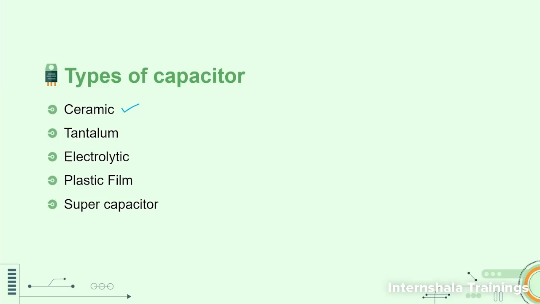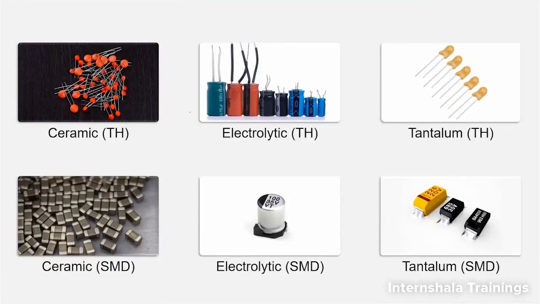And out of all these 5 capacitors, the ceramic capacitor, tantalum capacitor and electrolytic capacitor, these 3 capacitors are very widely used or very frequently used when we design the hardware. Now let me show you how exactly this ceramic capacitor, tantalum capacitor and electrolytic capacitor look like. So these are the different types of capacitor. Now I will walk you through each of these capacitors one by one. The first one is ceramic through-hole. So this is how the ceramic through-hole capacitor looks like.